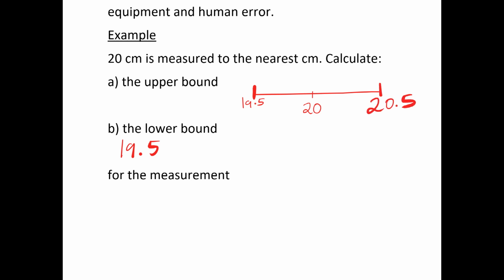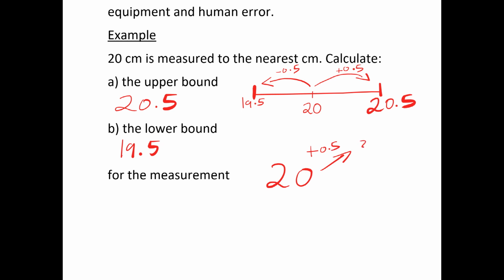20.5. So if we notice, to get the lower bound, we've taken away 0.5, and to get the upper bound, we've added 0.5. This is actually always what we do, but we don't always round to the nearest centimeter, depending on the question. So the upper bound here is 20.5, and the lower bound is 19.5. So we've basically done 20, add half a centimeter to get to 20.5 for the upper bound, and we've taken away half a centimeter to get 19.5 for the lower bound.